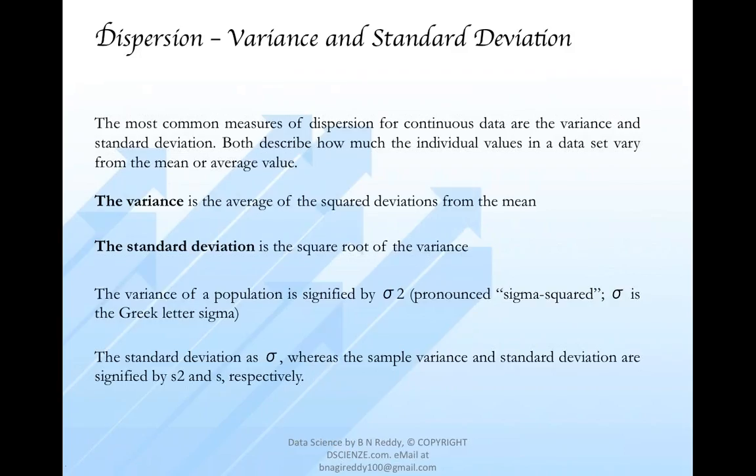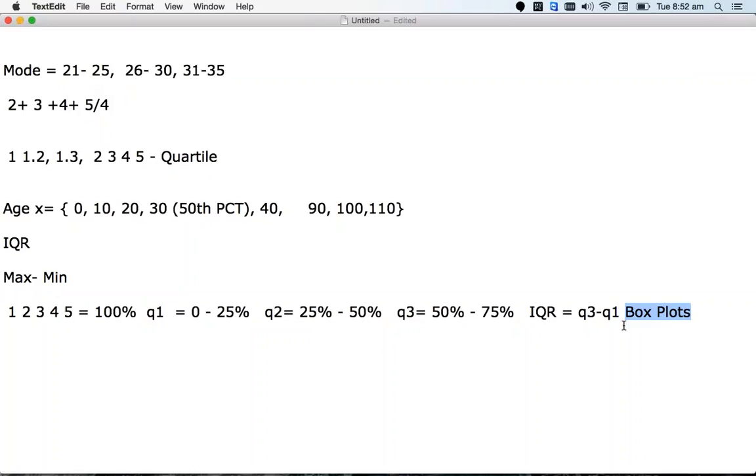And then very important, and something which is always a bit confusing, calculating variance and standard deviation. In the measure of dispersion and measure of central tendency, we learned about average, median, measure of central tendency.